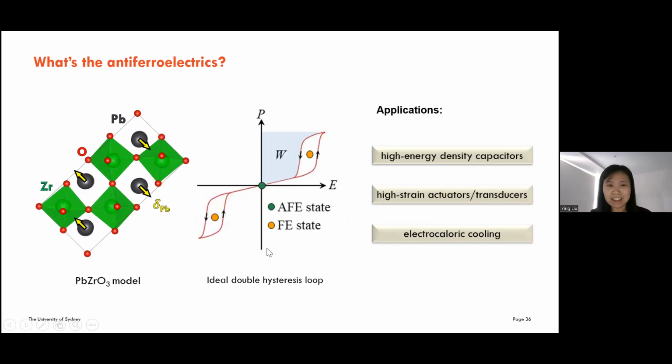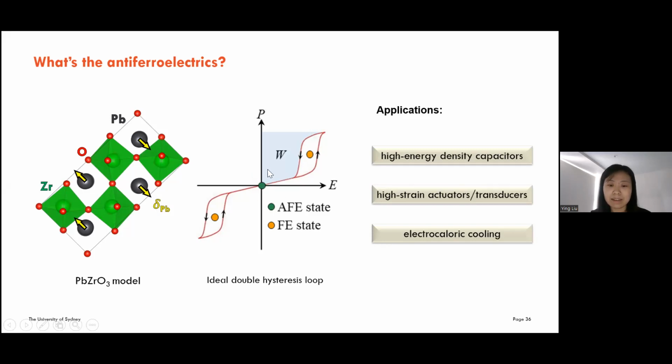First of all, what are antiferroelectrics? Just now we talked about ferroelectrics. For ferroelectrics, the polarization, the electric dipoles, are along the same direction. But for antiferroelectrics, in the same unit cell, the electric dipoles are along opposite directions and with the same magnitude.